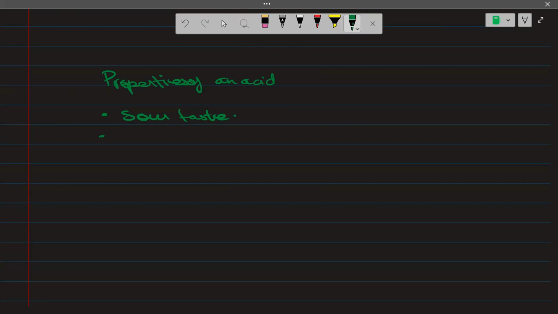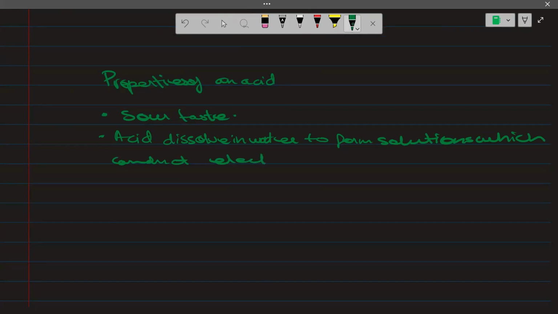Okay, so acids dissolve in water to form solutions which conduct electricity. You have to write these notes. I hope that you are noting.